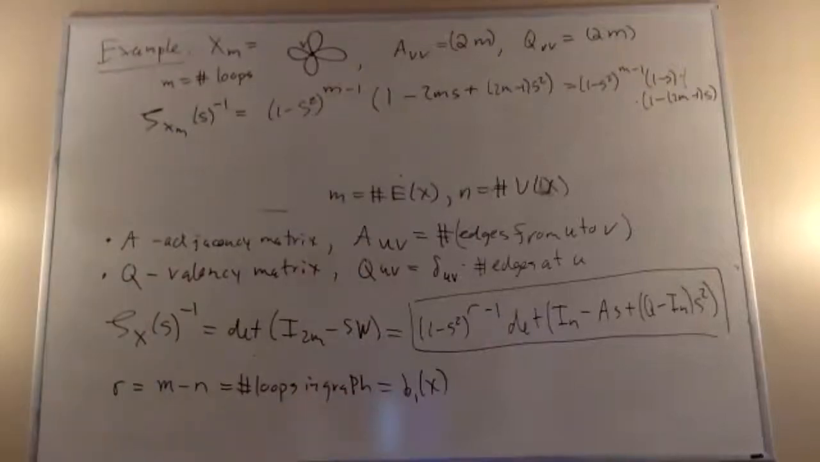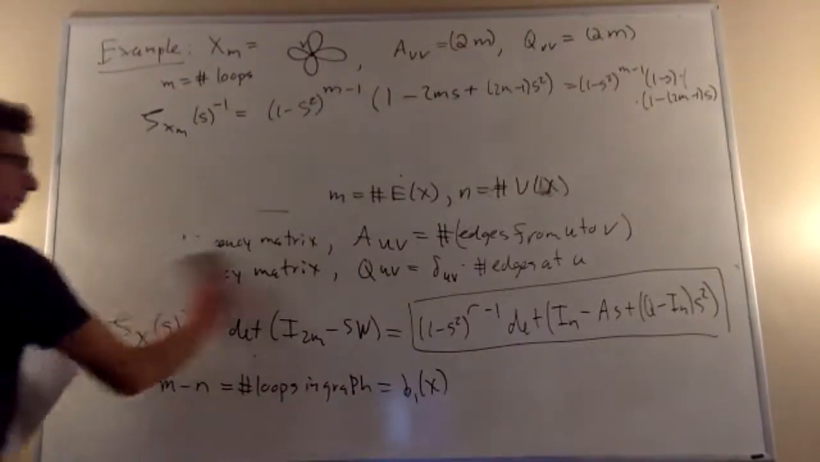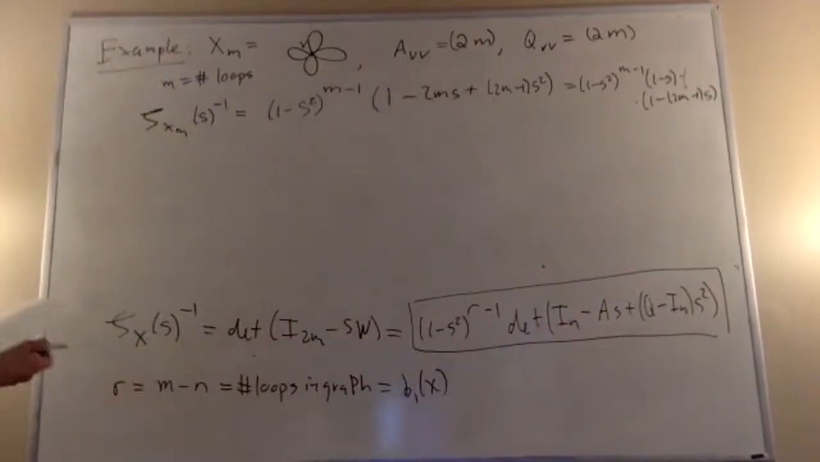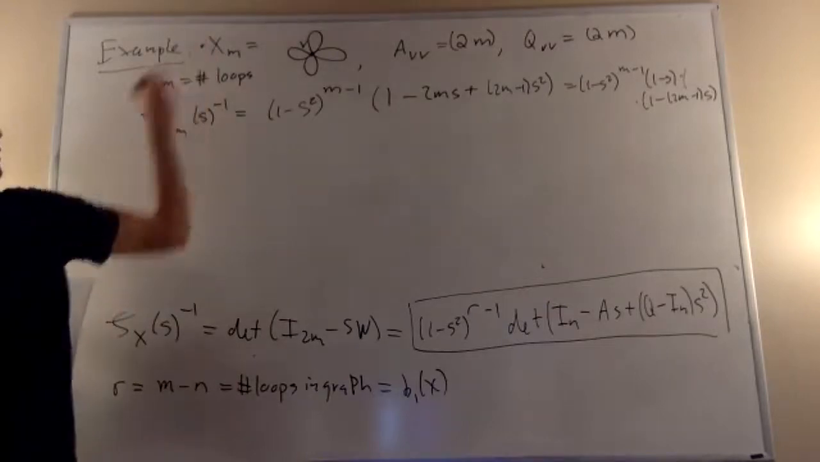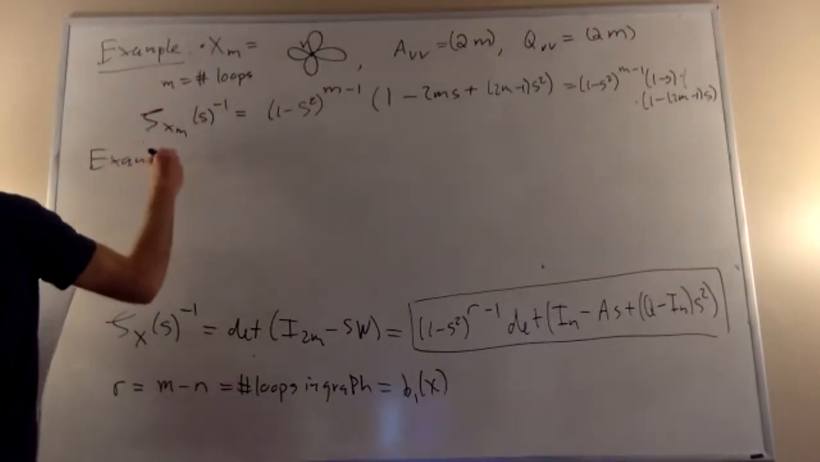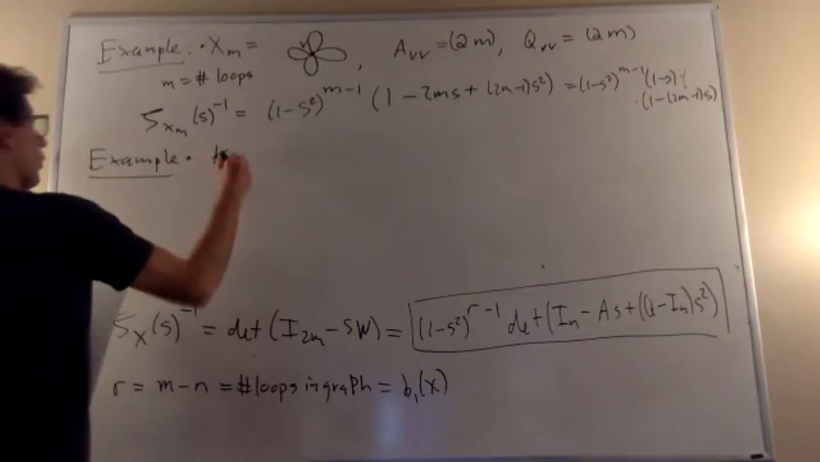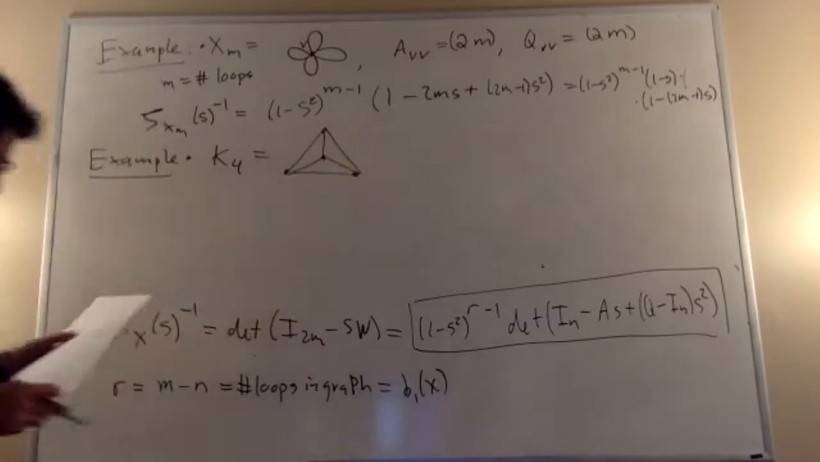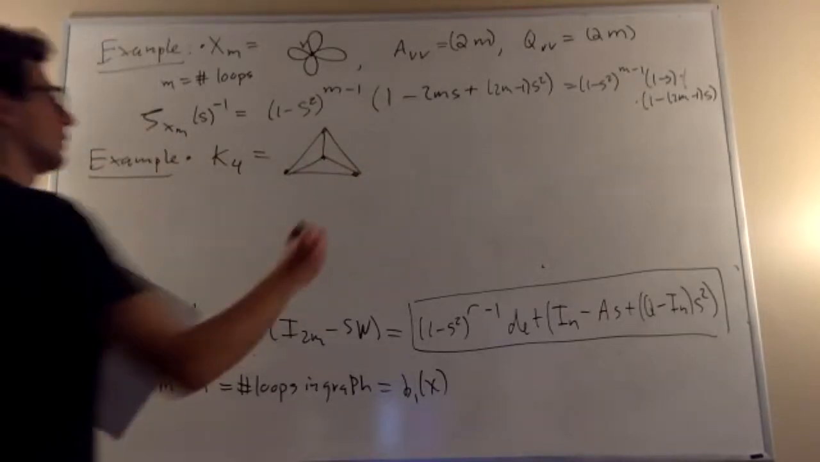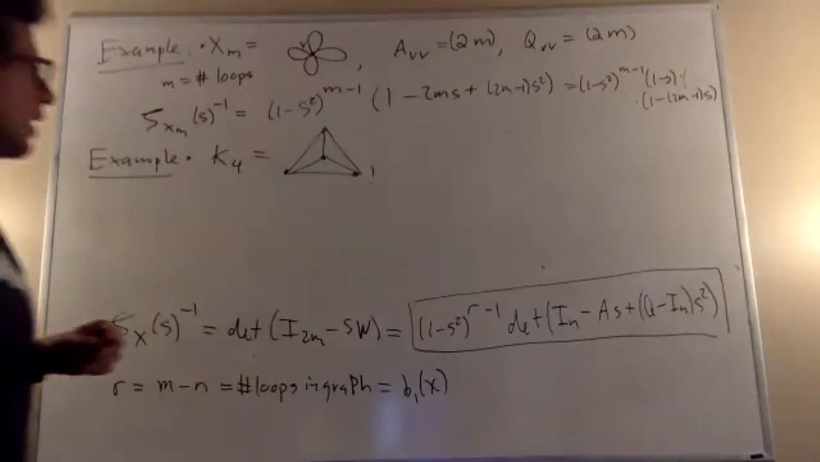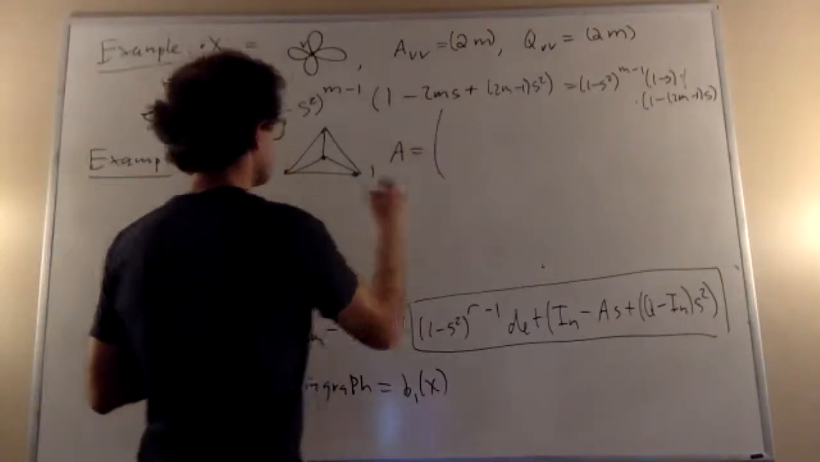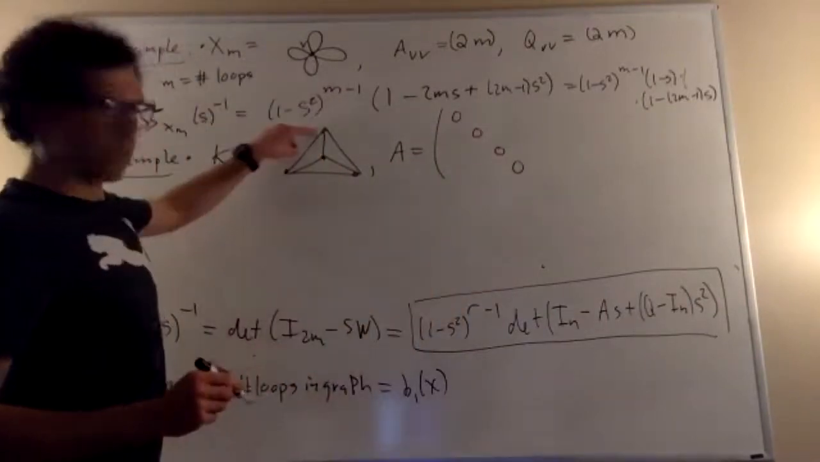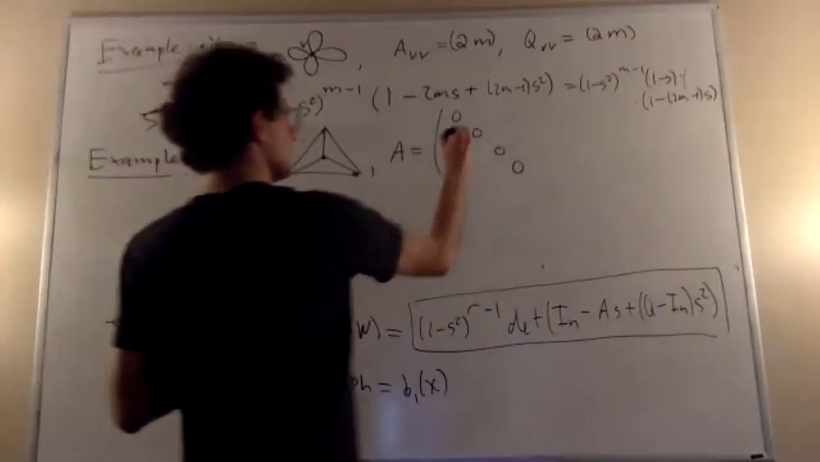So let's do a slightly bigger example. Let's take the graph K4. So that's the tetrahedron graph. What is the adjacency matrix for this graph? Well, no vertex has a loop, so it has zeros along the diagonal, and every vertex is adjacent to every other vertex exactly once. So it's going to look like this.